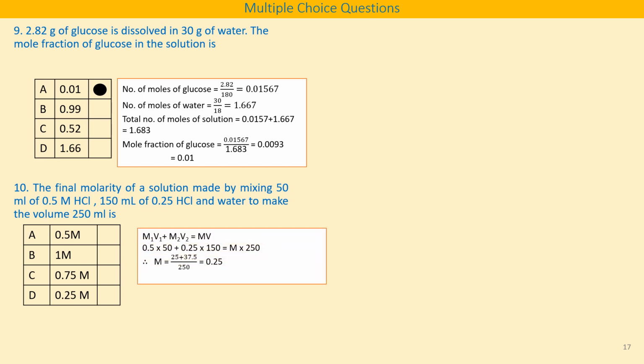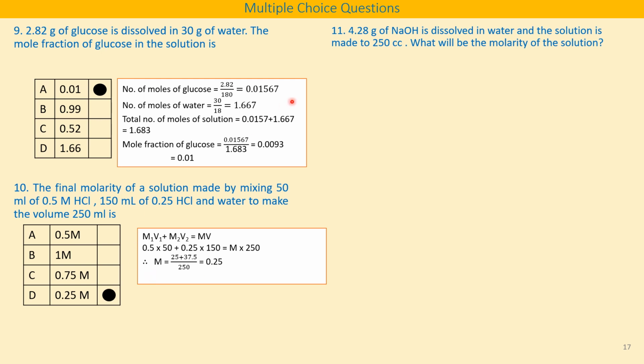So let us analyze. M1V1 plus M2V2 is equal to MV. Therefore, M1V1 is given as 0.5 into 50 milliliter, plus 0.25 of HCl into 150 ml of HCl. That combination gives the product M into 250. So, from this equation, we can calculate the M value as 0.25. This answer is given as option D.